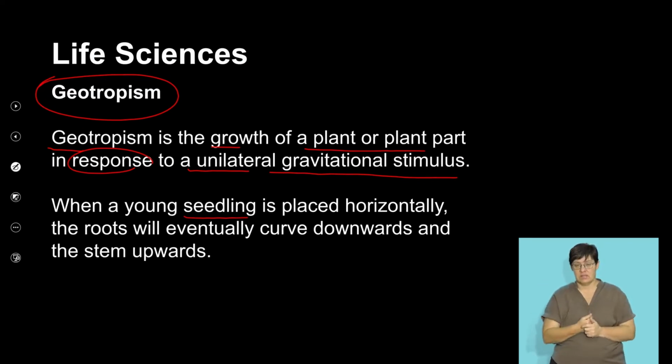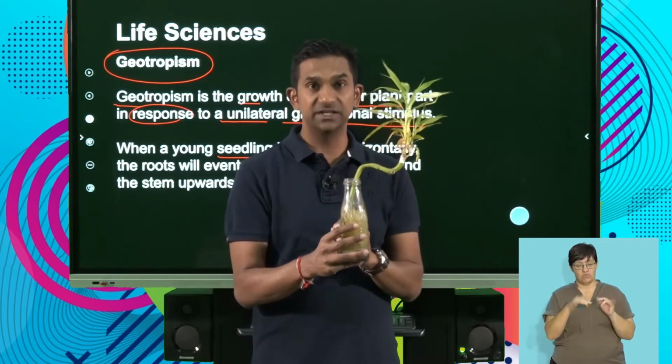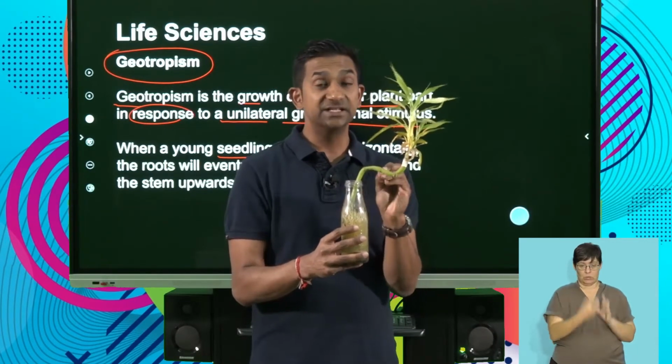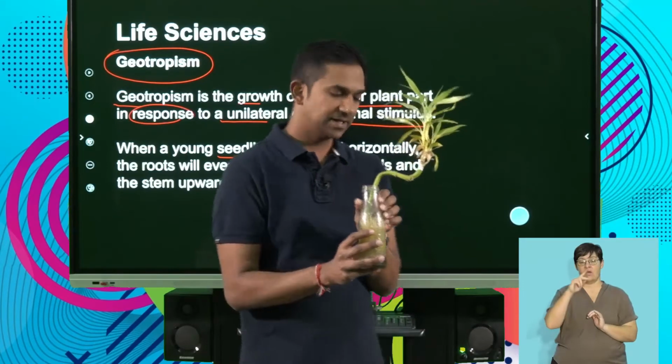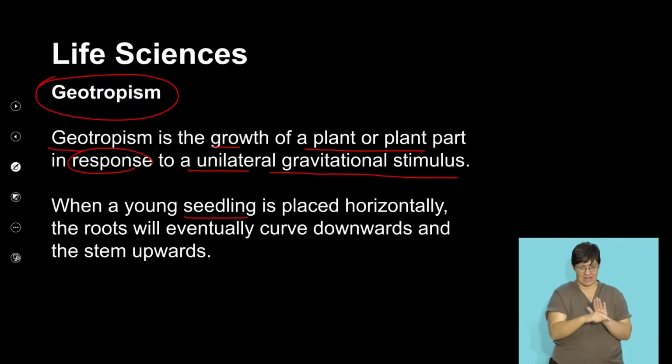And you'll find that the leaves tend to grow up, or the shoots tend to grow up against gravity. So roots are positively geotropic and negatively phototropic. Okay, so let's hold on to that thought and let's look at this in an experiment.